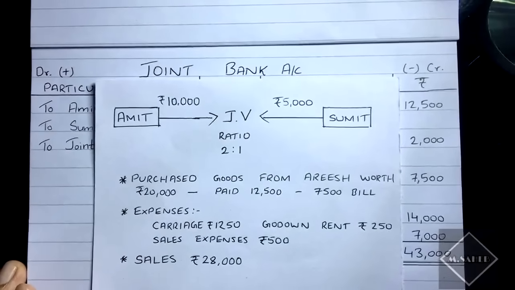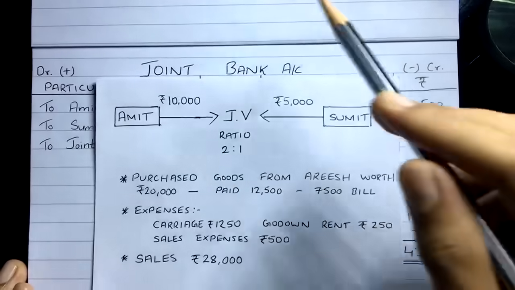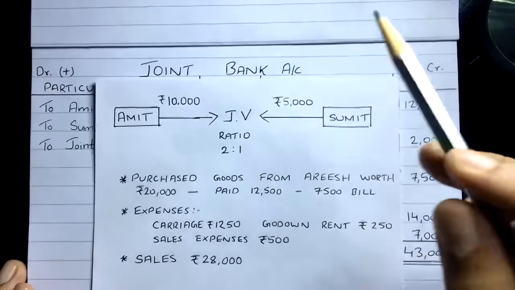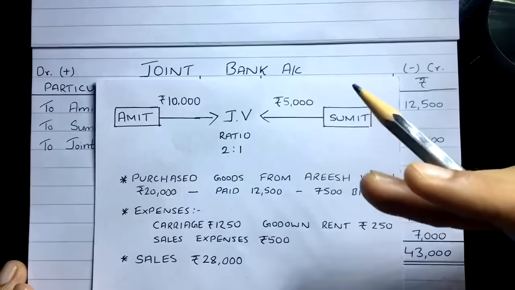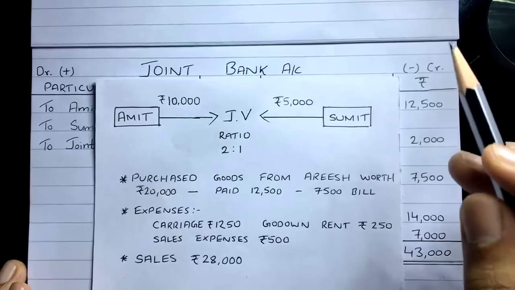See, in joint venture, you have to do all the ledger accounts together. Okay, you have to do it simultaneously. All right. So first draw all the formats and then do it all together. See how I do it.